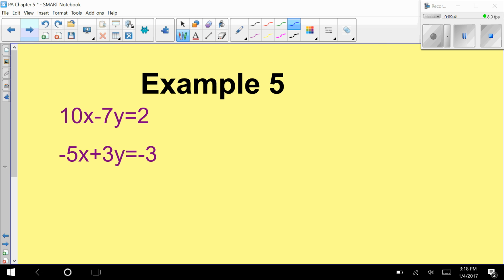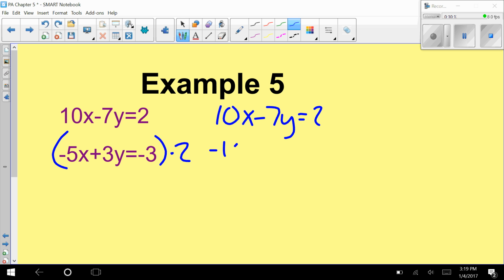All right, now this one is an example where you might have to multiply one of the equations. Notice that none of the variables have the same coefficient. But I also noticed that a 10 and a 5 could easily become each other. So we want to multiply, so we're going to take this second equation and multiply everything by 2. So the top one stays the same, 10x minus 7y equals 2. Negative 5x times 2 is negative 10x. 3y times 2 is 6y equals negative 3 times 2 is negative 6.